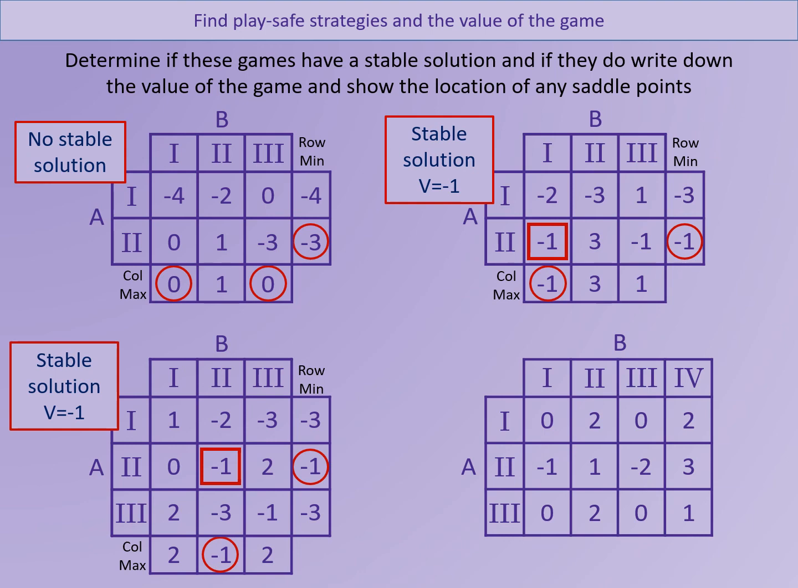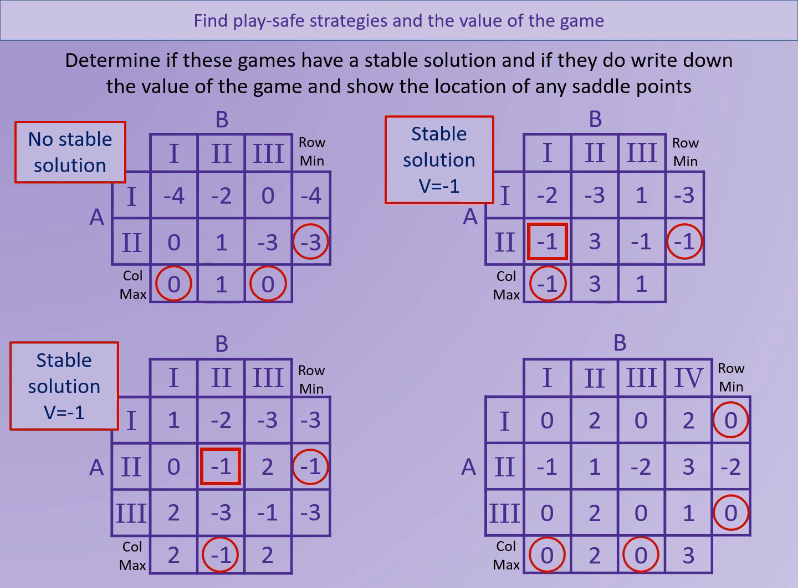And finally, for the fourth game, the row minima are shown here. There are 2 maximums there, so we can circle both. The column maxima are shown at the bottom. Again, there are 2 minimum values there. So there is a stable solution, v equals 0, the value of the game is 0, and there are actually 4 saddle points here because each player has 2 play safe strategies.